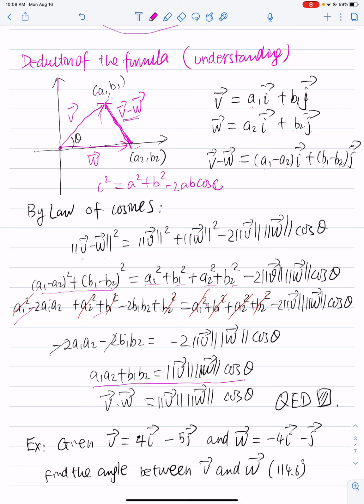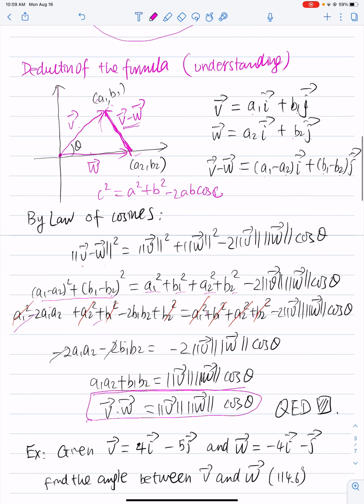a1 a2 plus b1 b2 is magnitude v, magnitude w, cosine theta. And what is a1 a2 plus b1 b2? That is v dot product with w. Yeah, so this is where the formula comes from. So it comes from the law of cosines, actually.